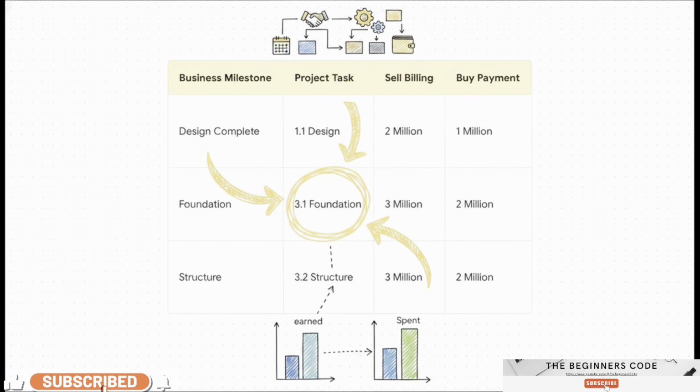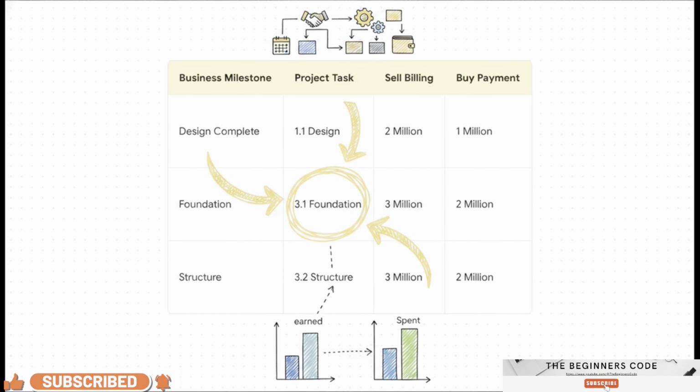Look at this setup. Whether it's the customer being billed $3 million for the foundation or the supplier being paid $2 million for that exact same foundation, both transactions point perfectly to the same project task, 3.1 foundation. This is your anchor. And this matters immensely to the executives running your organization because it gives them real-time margin analysis on highly specific project components.